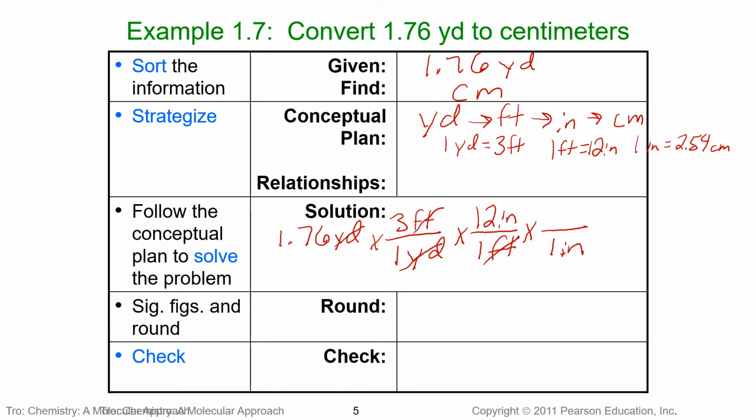So we're going to put 1 inch on the bottom, 2.54 centimeters on top. Our inches cancel. And now our answer will be in centimeters. Now to do the math for this, anything that is along the top of our problem, we multiply together. If we have any units or any numbers on the bottom, we divide by that. Of course, if we divide by 1, we get the same number back.